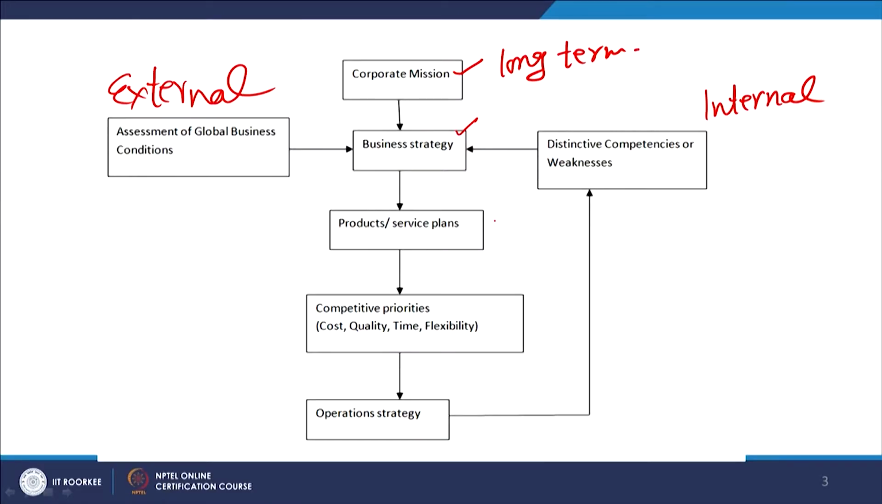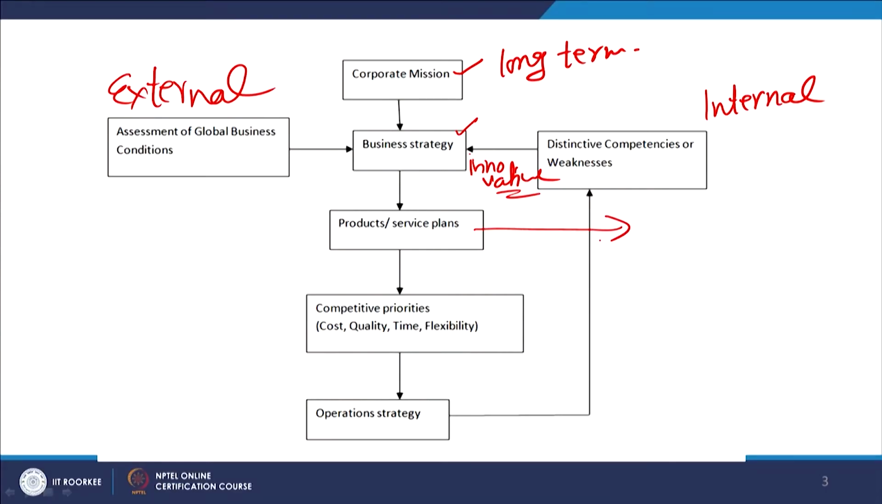So, in case of business strategy, you want to have, let's say, a very innovative company, and once you want to be a very innovative company, you have a product and service plan. For example, take Qualcomm. They have a very clear cut product and service plan that this many number of patents we need to file every year. So, if you are going to be an innovative company, accordingly you will make your product and service plan.